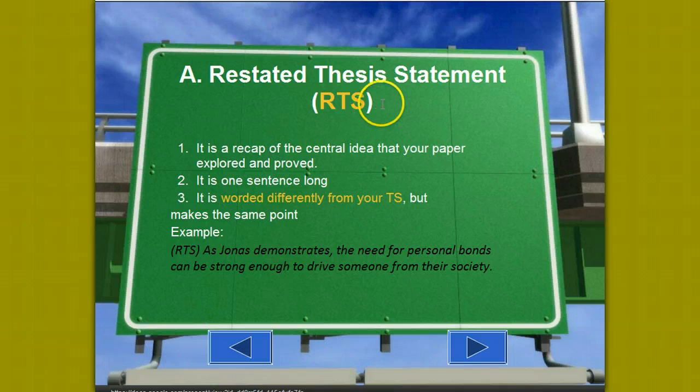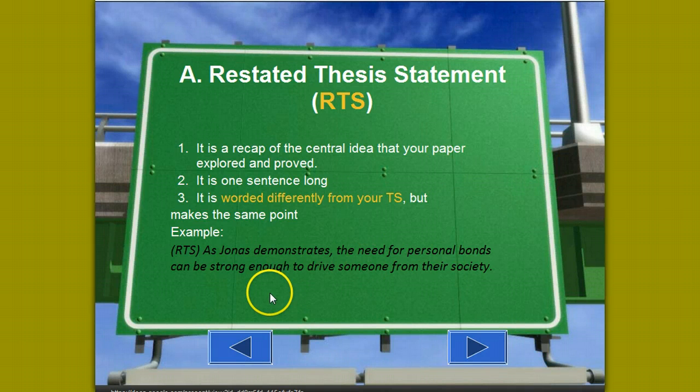First off, a restated thesis statement. This recaps the central idea that your paper is about. It's one sentence long, but you word it differently from your thesis statement. Okay, you don't want to be boring and keep saying exactly the same sentences again and again. Your reader will just tune you out.